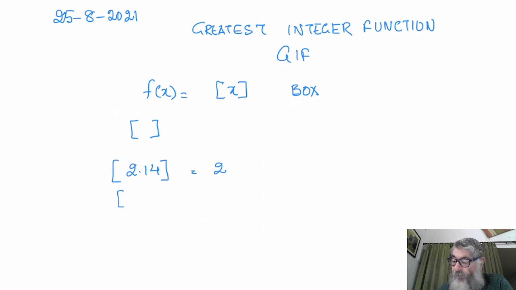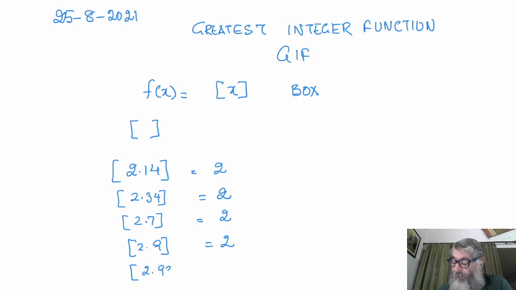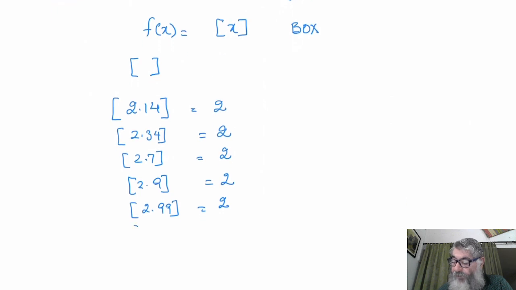Suppose it is 2.34, even then it will remain 2. Suppose it is 2.7, it will remain 2. If it is 2.9, it will remain 2 only. If it is 2.99, it will remain 2 only. Suppose it reaches 2.9999999, even then it will remain 2.